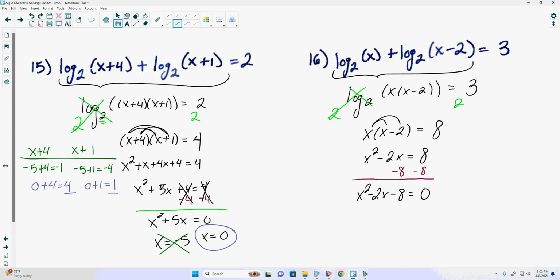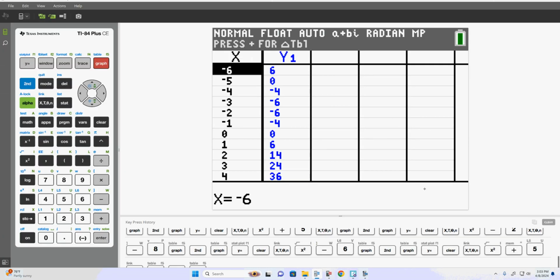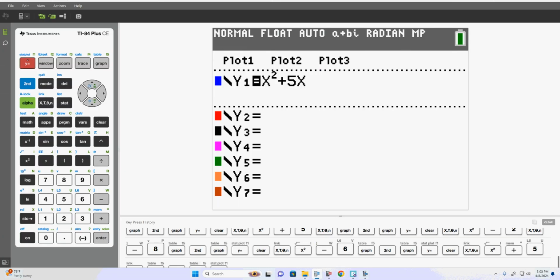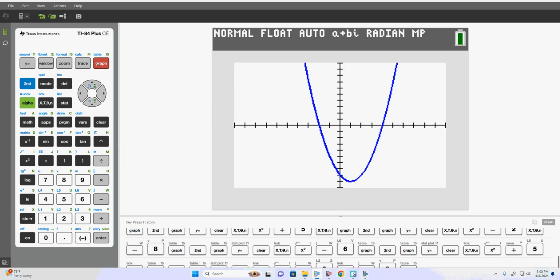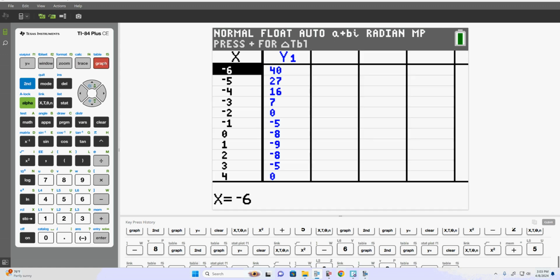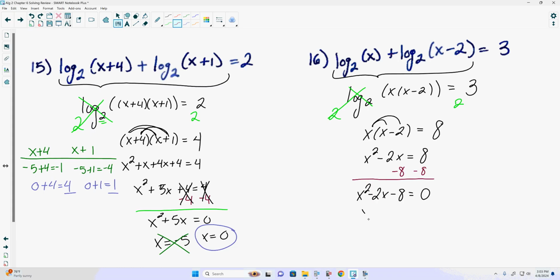Now at this point here, we could graph this. We could factor it, or use the quadratic formula. I'm going to go on and graph it. X squared minus 2x minus 8, graph. And again, we get 2 nice spots that it crosses. Second table. Our 2 values of x that make the value of y be 0 are -2 and 4.